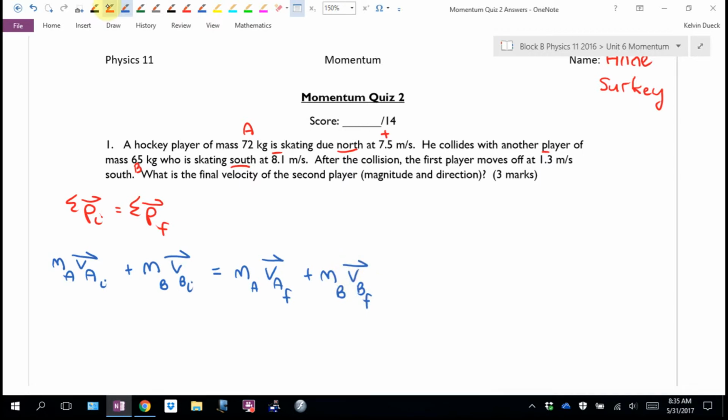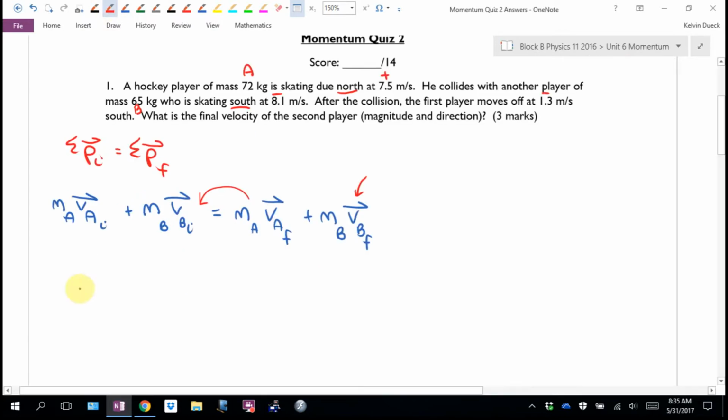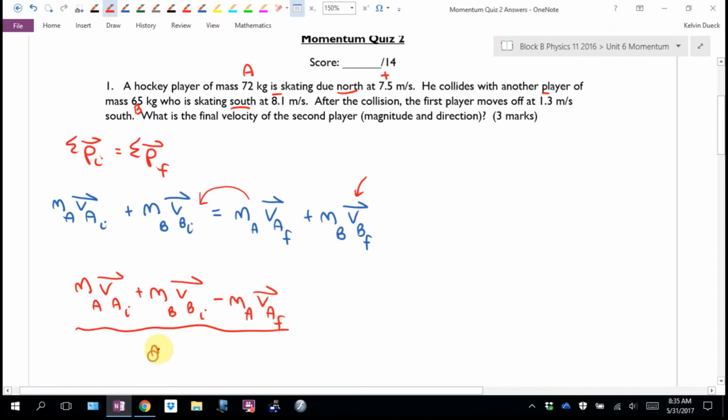And it looks like they want the final velocity of the second player. I think I'm going to minus this over to that side and then divide by the mass of B. I'm going to get the mass of A, velocity of A initial, plus the mass of B, velocity of B initial, minus the mass of A, velocity of A final, all divided by the mass of B. That's going to give me the velocity of hockey player B after the collision. And now I can plug and chug carefully.